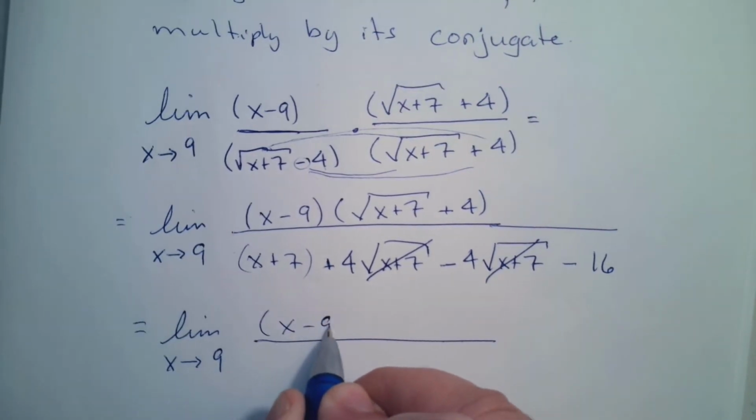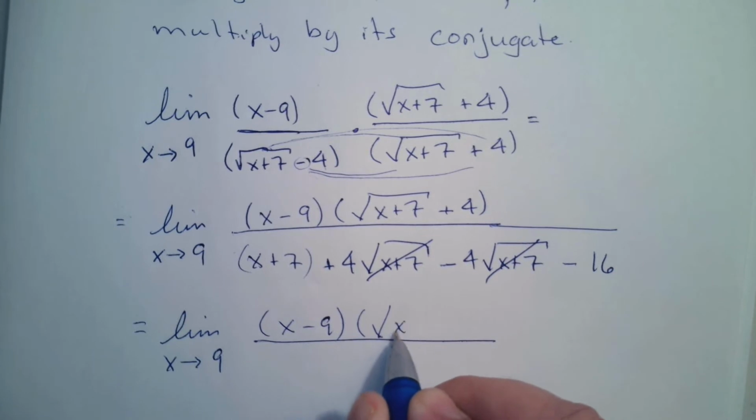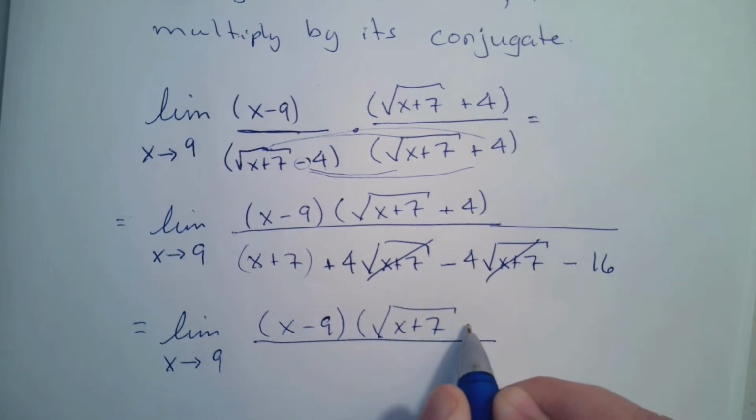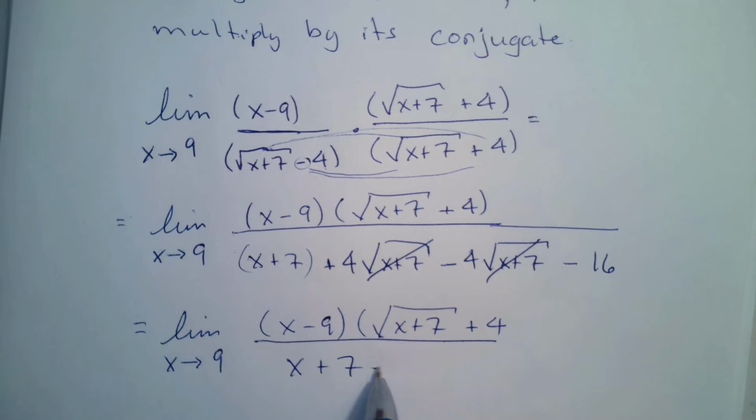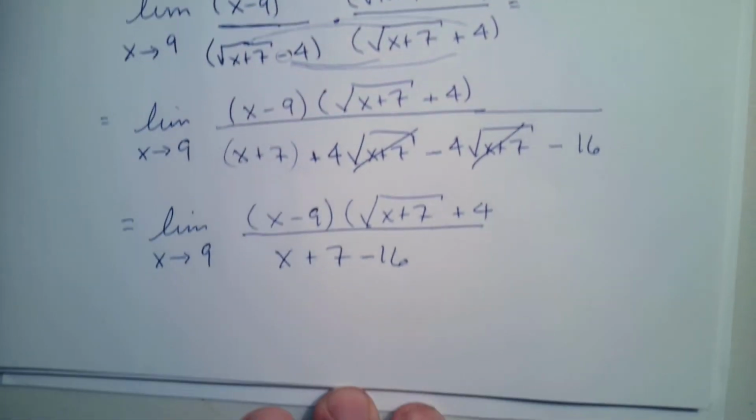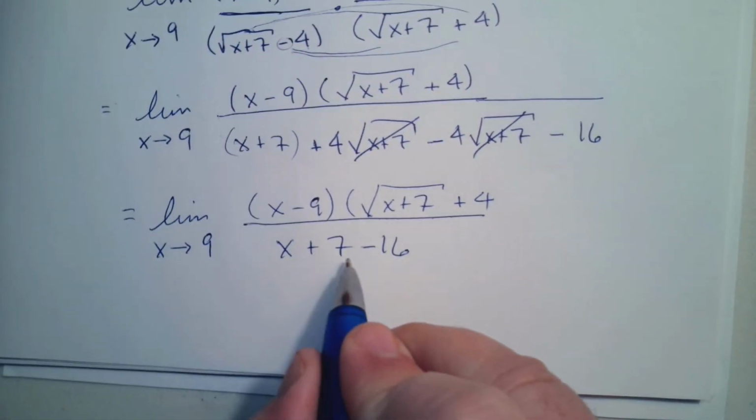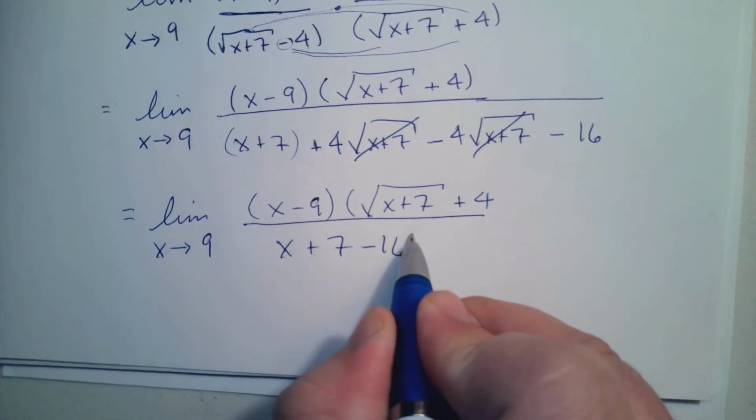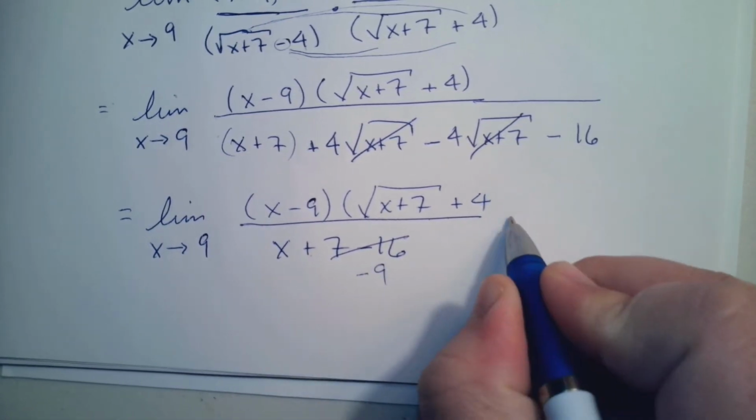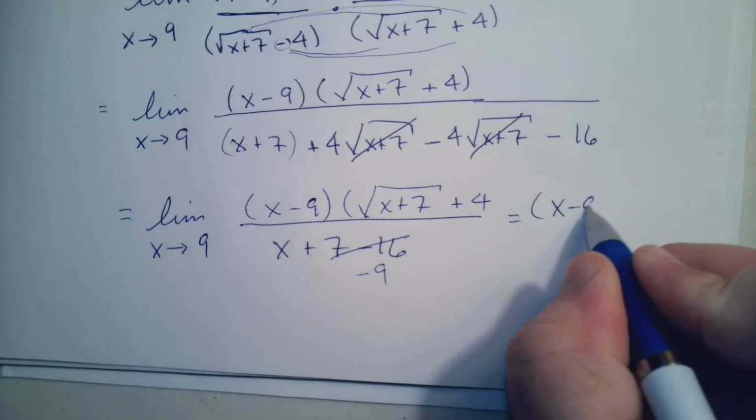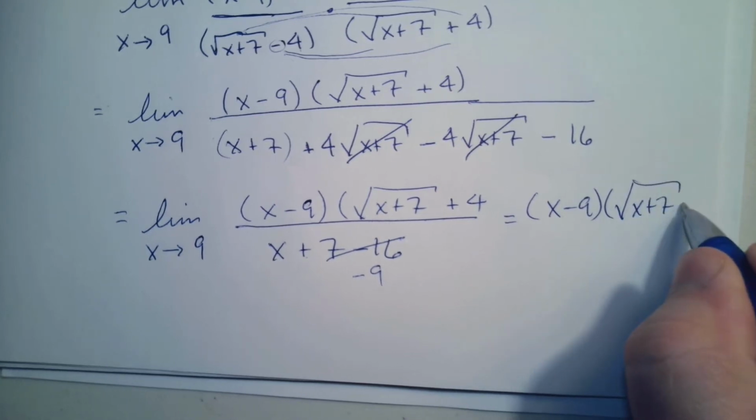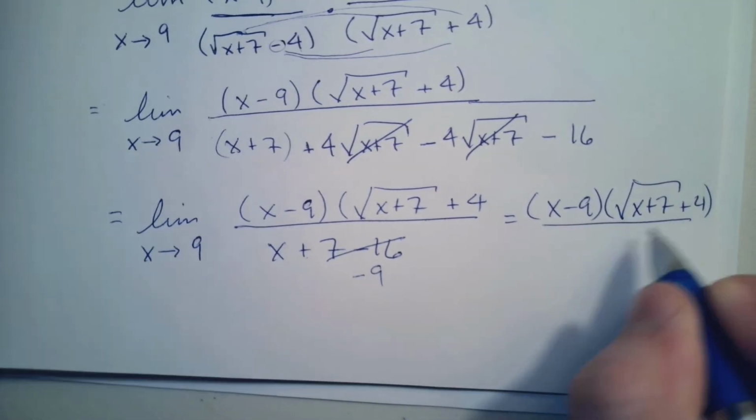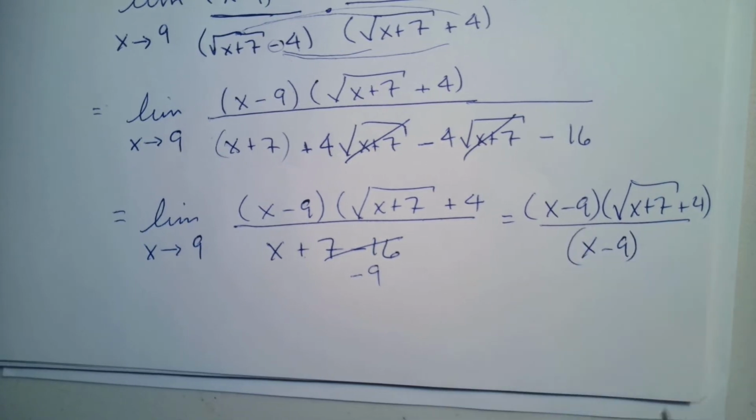We have x minus 9 times radical x plus 7 plus 4. So all I have left on the bottom is x plus 7 minus 16. X plus 7 minus 16 equals x minus 9. So we have x minus 9, radical x plus 7 plus 4 over x minus 9.